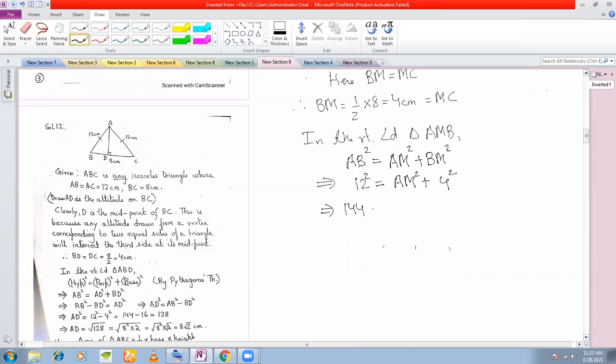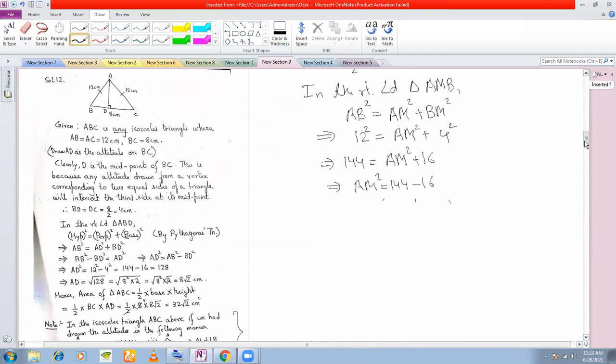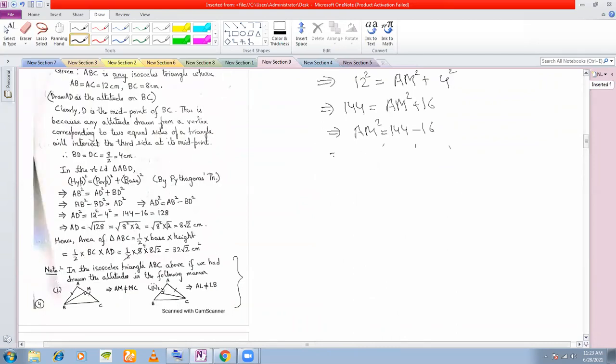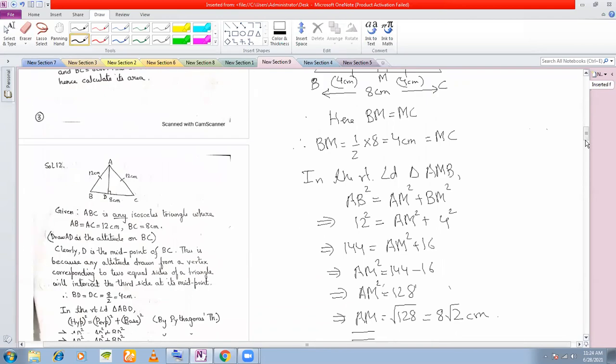Now from here you can find out AM. So 144 is equal to AM square plus 16. That means AM square is 144 minus 16, which comes out to be how much? This comes out to be 128. That means AM square is 128, right? Therefore AM is equal to square root of 128. This is a pure surd. You can convert it to a mixed surd by prime factorization. So this will be 8 root 2 centimeters, right? So we have found out the altitude AM. This answers the first part of the question. This is the length of the altitude AM, 8 root 2 centimeters, right?